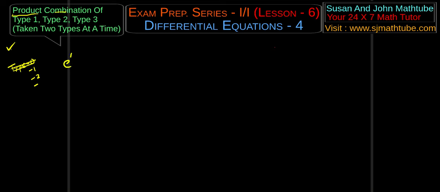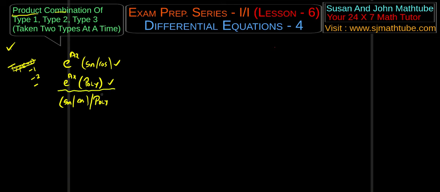So the possibilities are e power ax multiplied by sine or cosine, or e power ax multiplied by a polynomial, or the last possibility, sine or cosine multiplied by a polynomial. The first 2 cases are very easy, and the last one we have to manipulate a little bit so that we will be able to find the solution. So with that, let's start the topic.